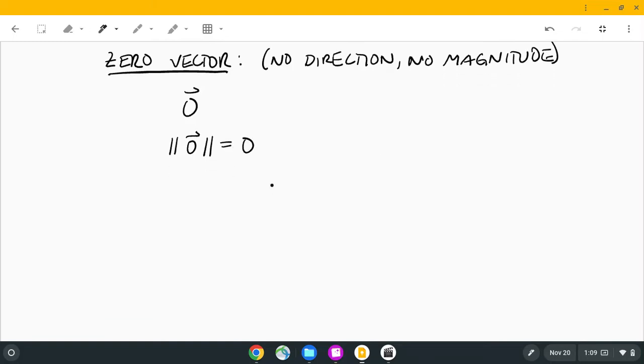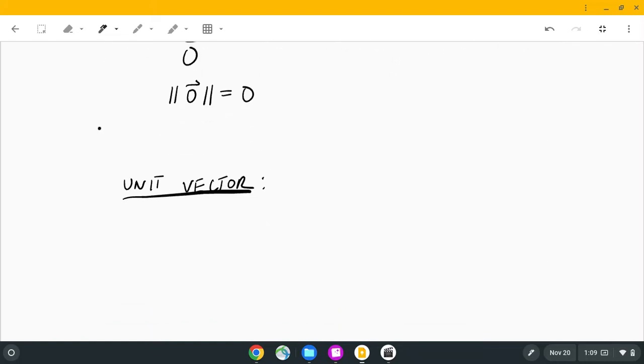Then we have the unit vector, just like the unit circle. The unit vector, just like the unit circle, has a length of 1.